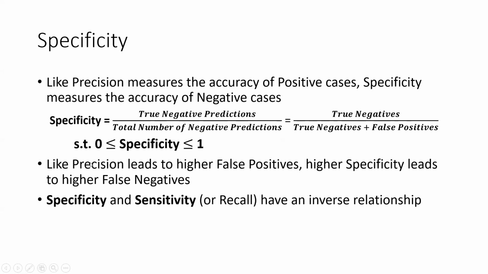Like precision, we discussed that when we have higher precision, it leads to higher false negatives. Right? Similarly, when you have a higher specificity, then there would be higher false negatives as well. Right?